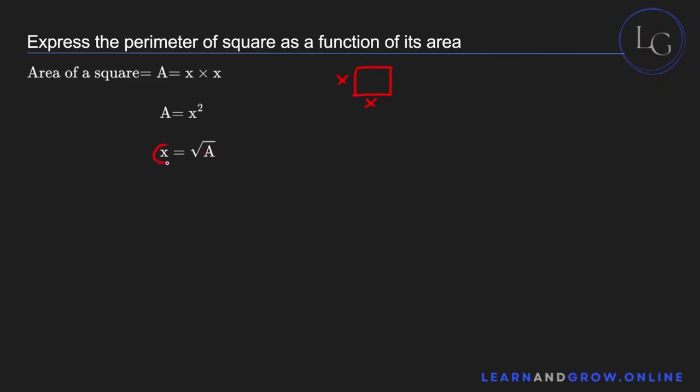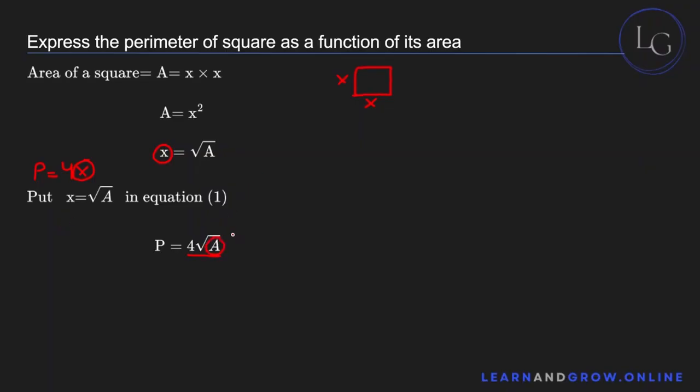So x is equal to the square root of A, right? Now that one length is equal to the square root of the entire area, that simplifies it a lot. We put x equal to root A in the equation where P is equal to 4x. Now you replace this x with root A, and that gives you 4 into root A. And now you can see that P is expressed as a function of A.